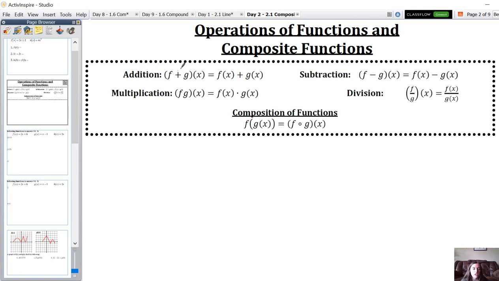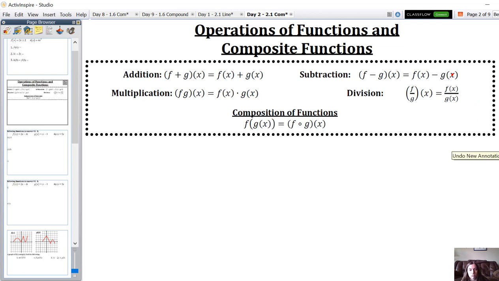When you're adding functions, you might see this notation that says f plus g of x. All that says is it can be written as f of x plus g of x. So if it said f plus g of 2, you could evaluate f of 2, evaluate g of 2, and then add those two things together. Same idea with subtraction. F minus g of x is the same thing as f of x minus g of x. So f minus g of 2 is the same thing as f of 2 minus g of 2.